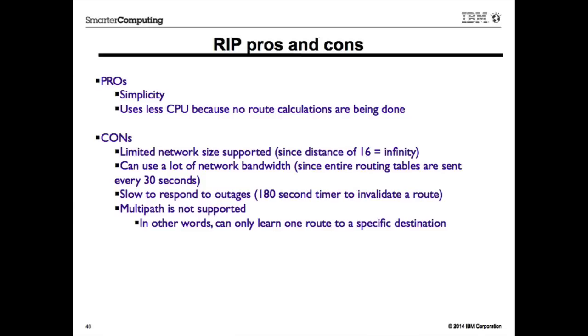It's one thing if on a host a single interface goes down, the host can immediately send out an update saying the distance to this interface is 16, making it unreachable. But if the host itself goes down, nobody notices for 3 minutes because that's the garbage collection timer. Also, RIP does not support multipath. So RIP can only learn one route to a specific destination, so that limits network flexibility and availability.